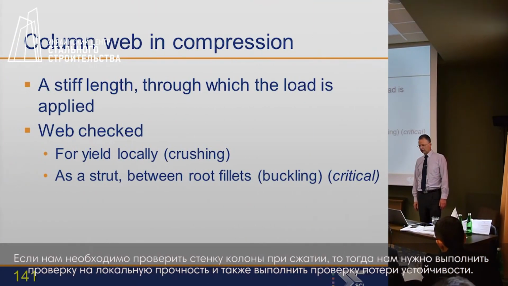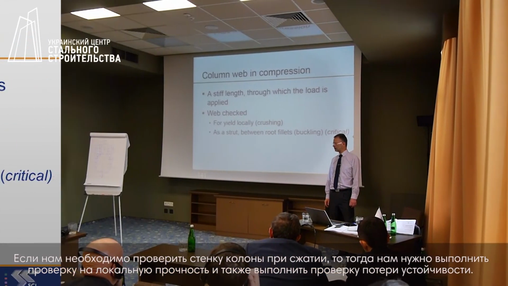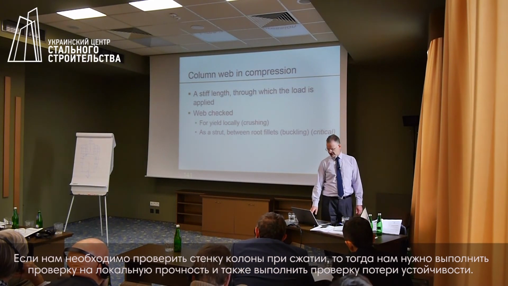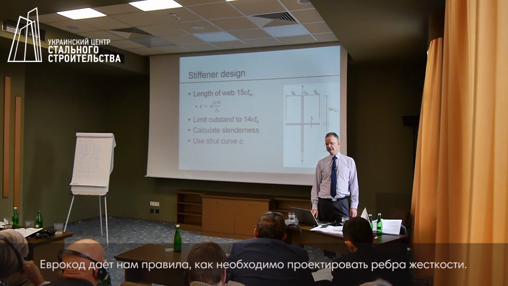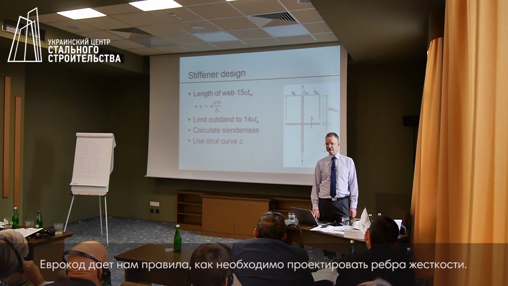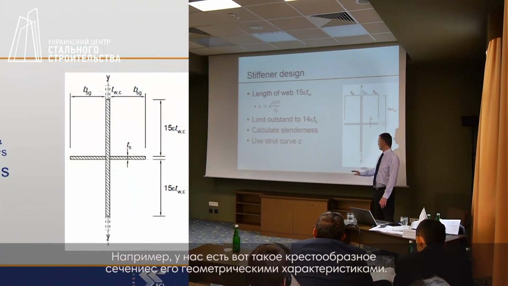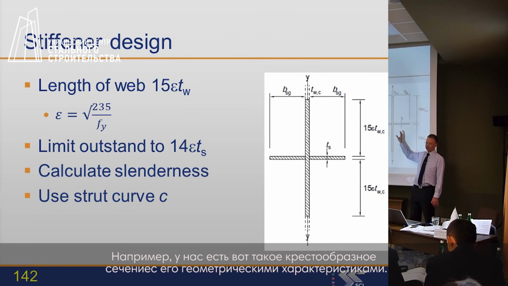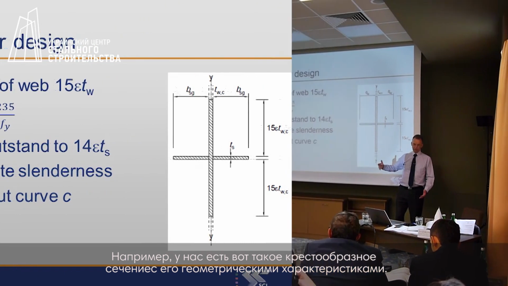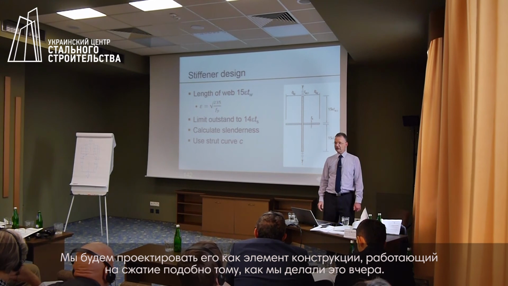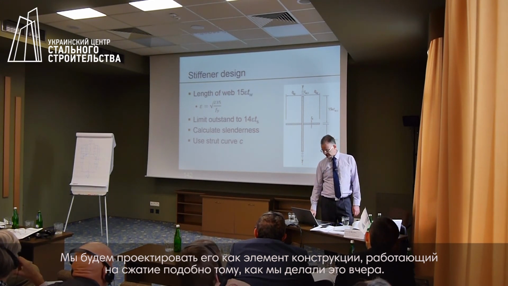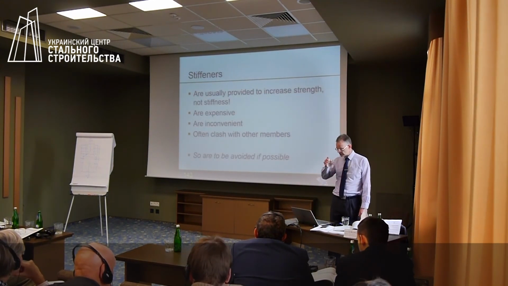If we need to check the column web in compression, then we need to check for local crushing, and we also need to check for buckling. And there are rules then in the Eurocode that tell you how to design a stiffener. We're just going to work out the properties of this cruciform section. We're going to design it like a strut, like we did yesterday.